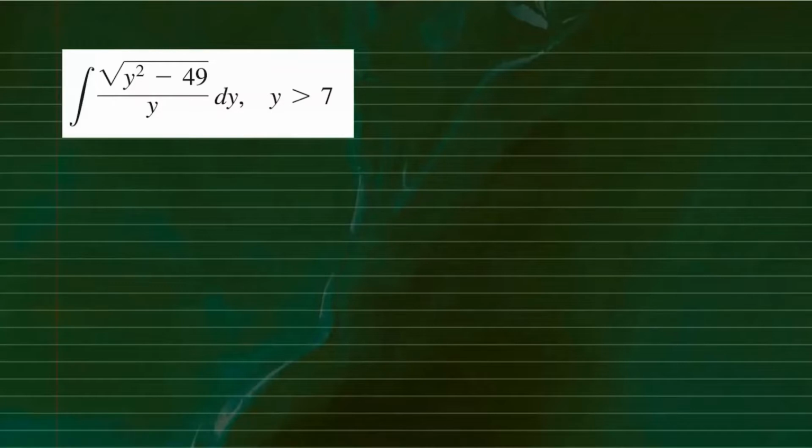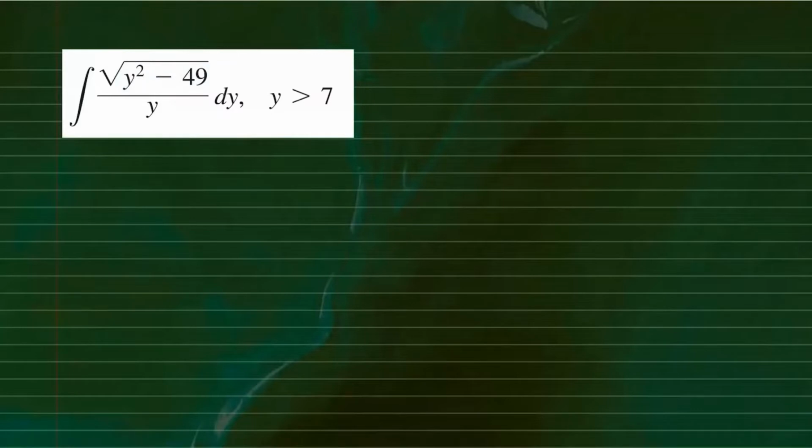So let's go ahead and work out this integral. This is a trigonometric integral because we see this expression right here in our integrand. You have y squared minus a number, 49. So let's write down, when do we use trigonometric substitution?